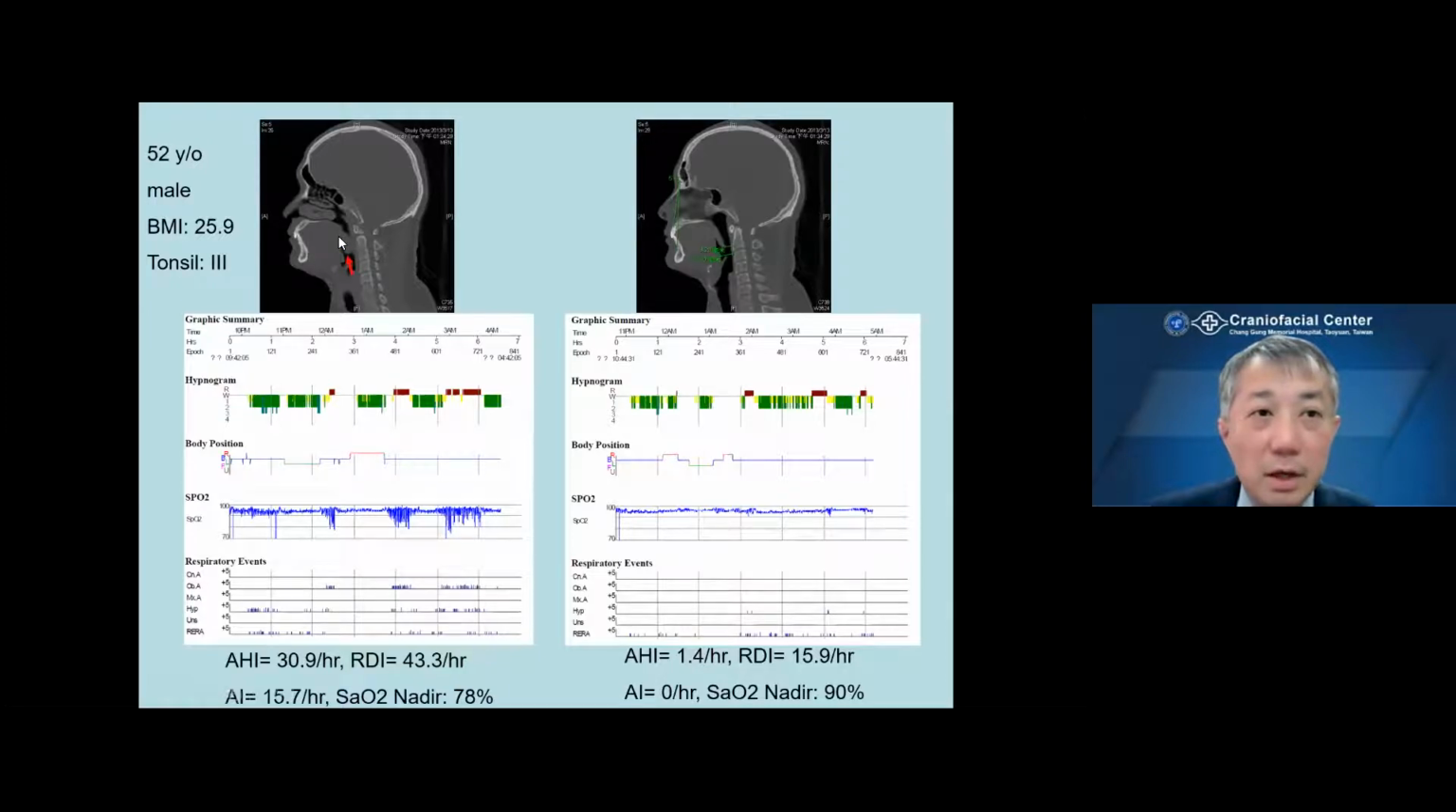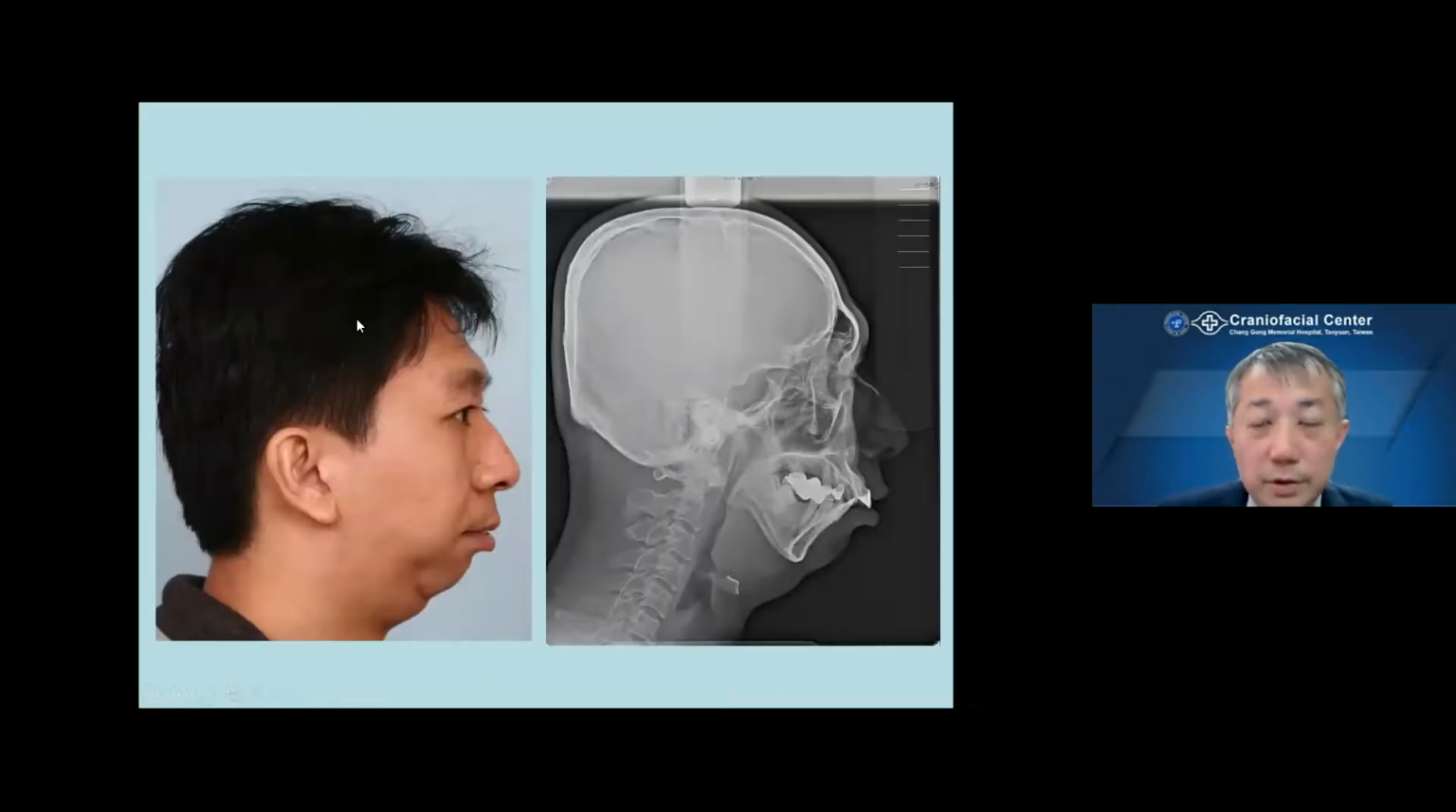And for this 52 years old male, he came to clinic with big tonsils. We did the CT for him, and we see that the velopharyngeal and oropharyngeal airway is quite okay. The facial growth pattern is relatively normal. So the only thing we do for him is to remove the tonsils, and he can have the AHI improved to normal.